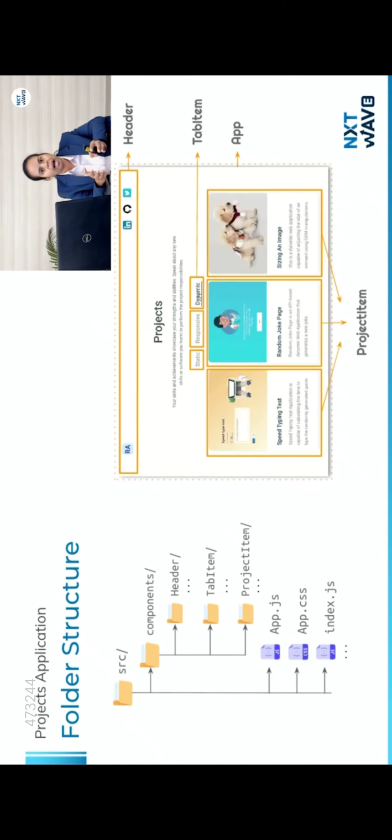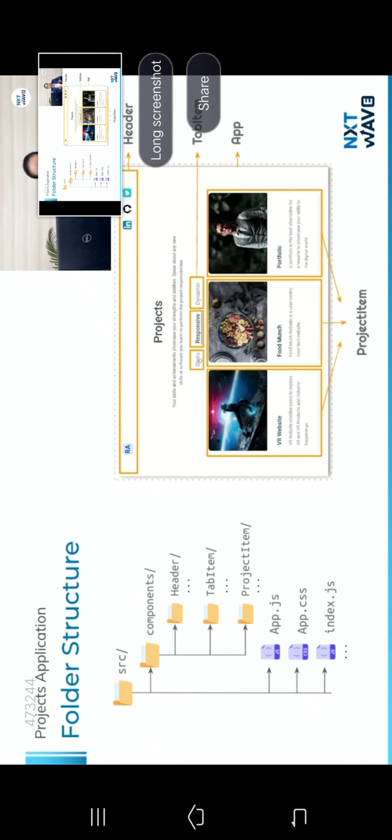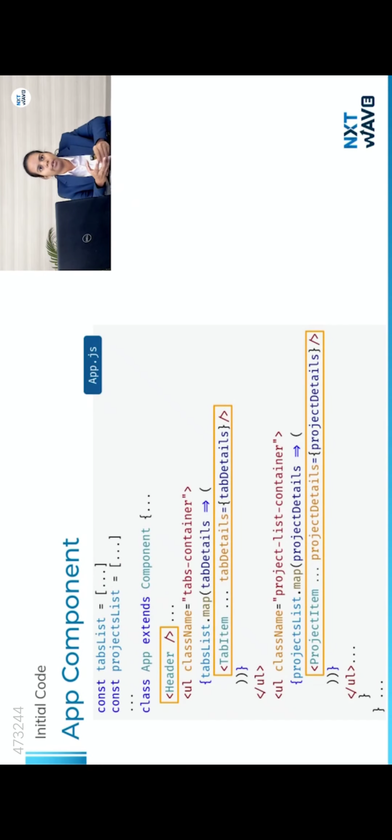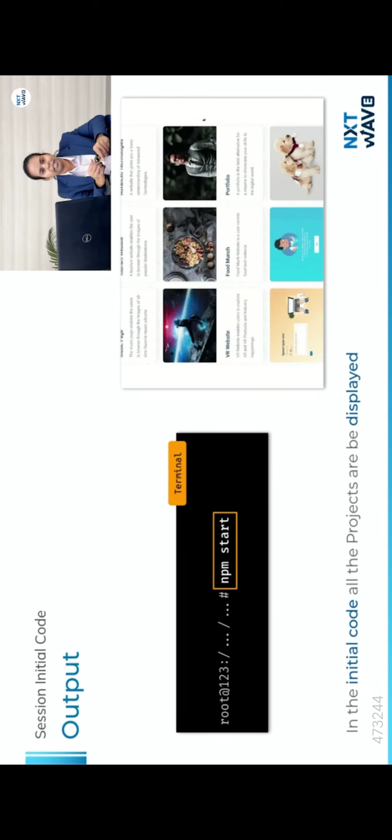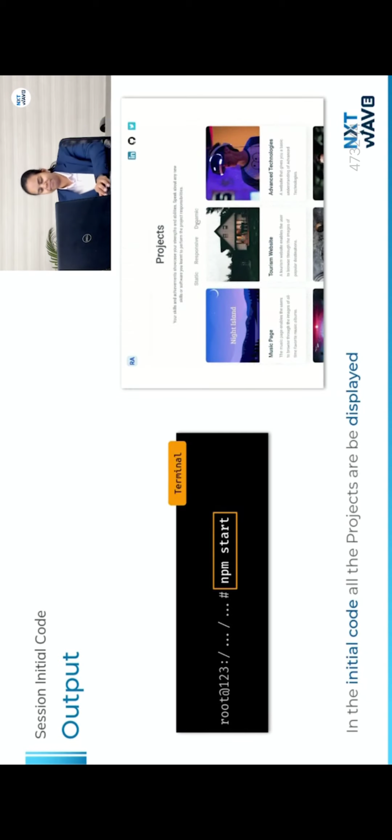Okay, and all these are integrated in the app component. Okay, you can see here. So in the app component, firstly we have the header. Okay, and then we are displaying the list of tab items, and finally we are displaying the list of project items. Okay, so if you run npm start, you'll be able to see an output in this manner. Let's have a look at that.